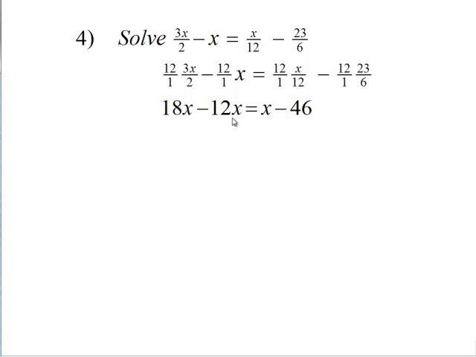Now I'm going to take my x and subtract x from both sides to move this x. So make 17. Combine these first. 6x is x minus 46. Then I subtract my x. 5x is negative 46. Divide by 5. And you get negative 46 over 5.